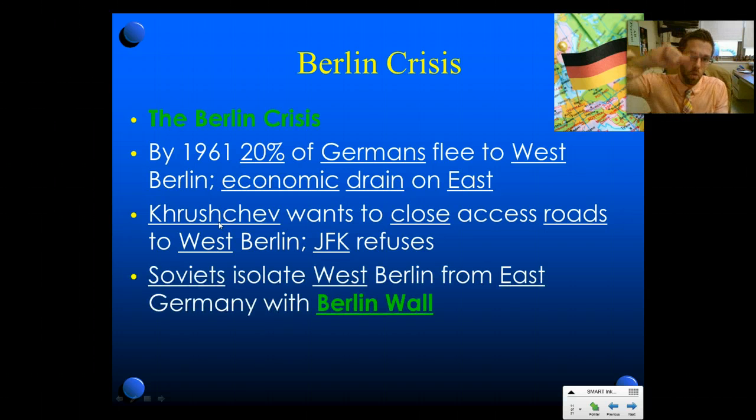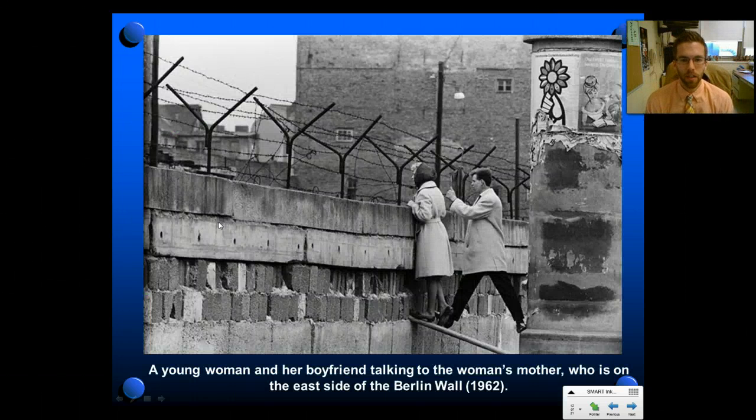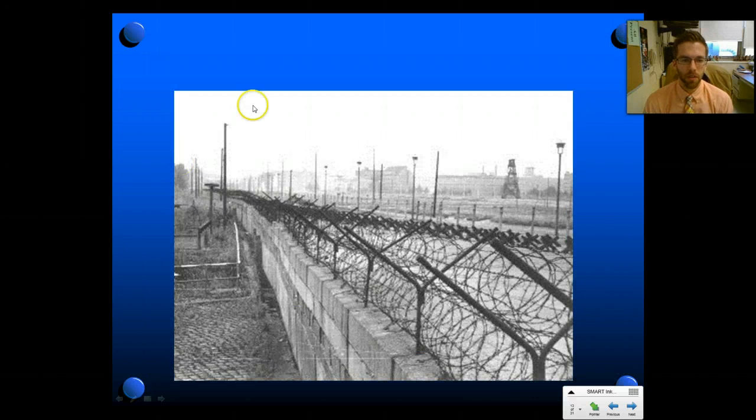So what he does is take it up a notch. He builds an actual wall around West Berlin, called the Berlin Wall, to keep East Germans, Eastern Berliners, from fleeing to West Berlin. Literally a wall around the city. I'll show you some maps here. Barbed wire fences, armed guards in the towers. I mean, literally around the whole city.